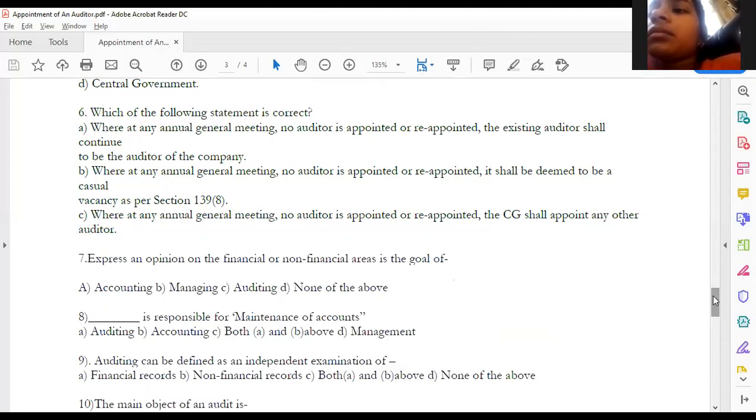What do you think? What is correct according to you? Read it and tell me. We have just studied this.